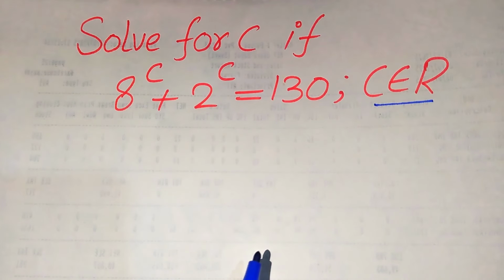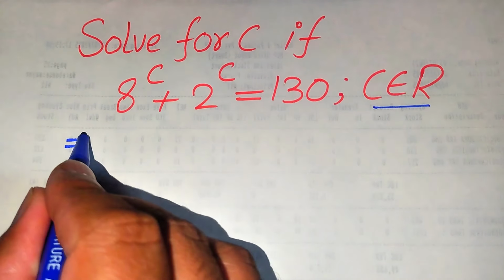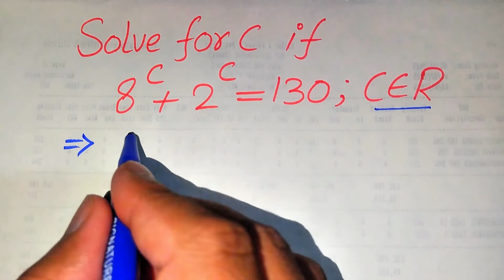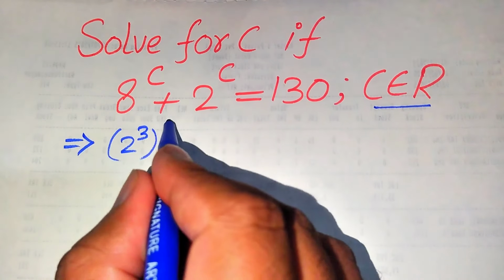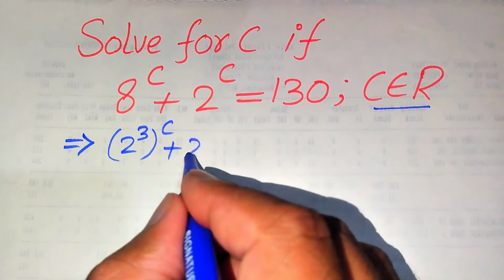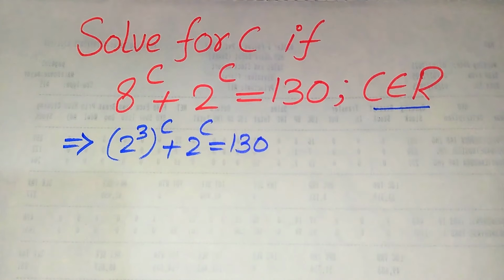Okay, so the very first step is to write 8 in prime factor form. The prime factors of 8 are 2 cubed, and its whole power c, plus 2 to the power of c, equals 130.